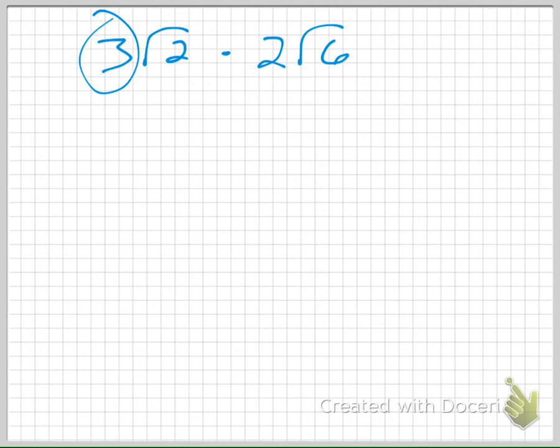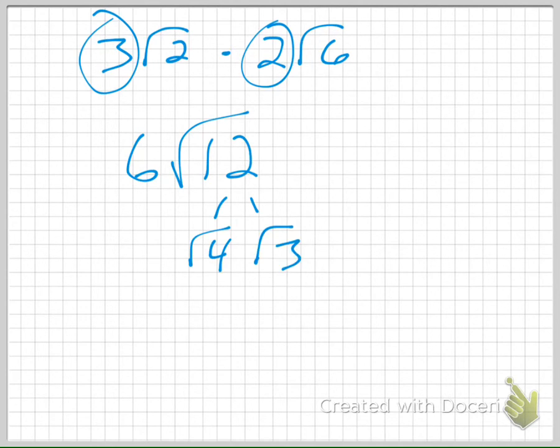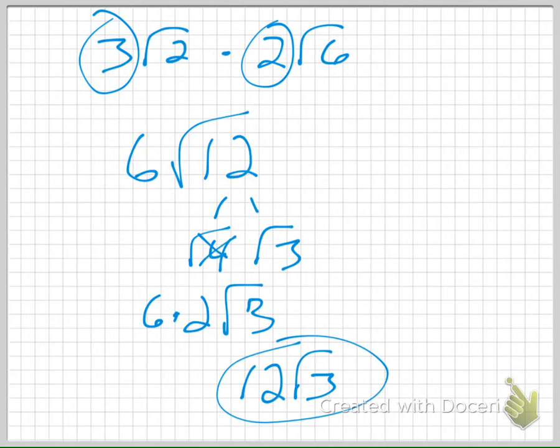Well, what is 3 times 2? 6. Square root of 2 times square root of 6 is square root of 12. Now here's the deal. That is true. It is 6 times square root of 12. What's the problem? It's not simplified, right? I can break this down to square root of 4 times square root of 3, which would be 6 times 2 times the square root of 3, which is 12 times the square root of 3. Does that make sense? You have to remember to simplify it, but it's just multiplying. Multiplying is easy. You just do it, and then you fix it.